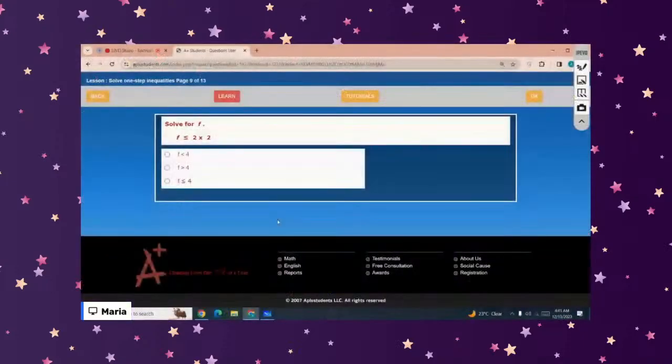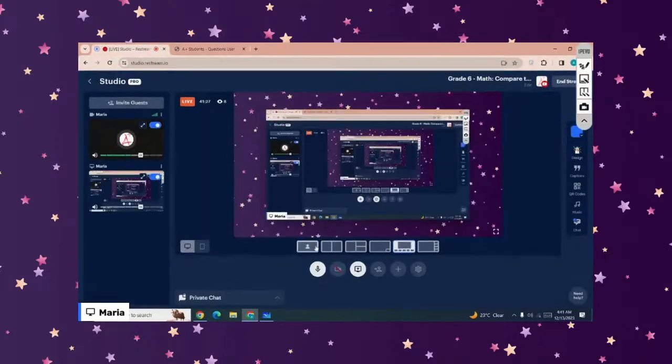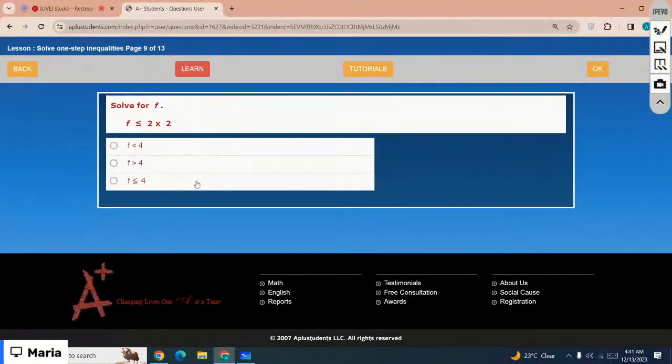Okay, so here is solve for f. f is less than or equal to 2 times 2. So which is the correct option? The correct option is 2 times 2 equals 4. So f is less than or equal to 4 is the correct option.